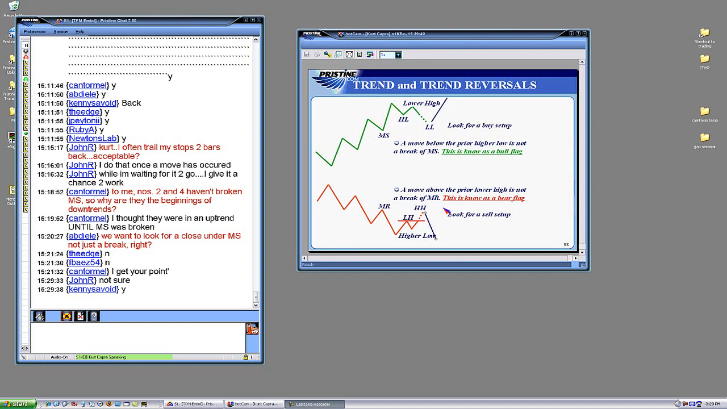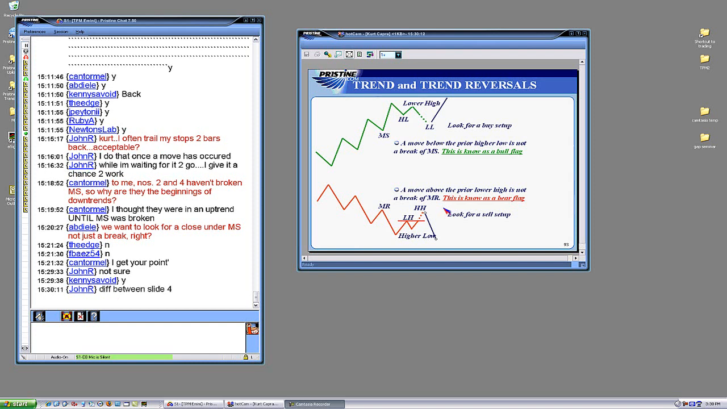All right, well, where are you unsure? Where does the confusion come in? Where do you find yourself asking the question? Difference between slide 4.